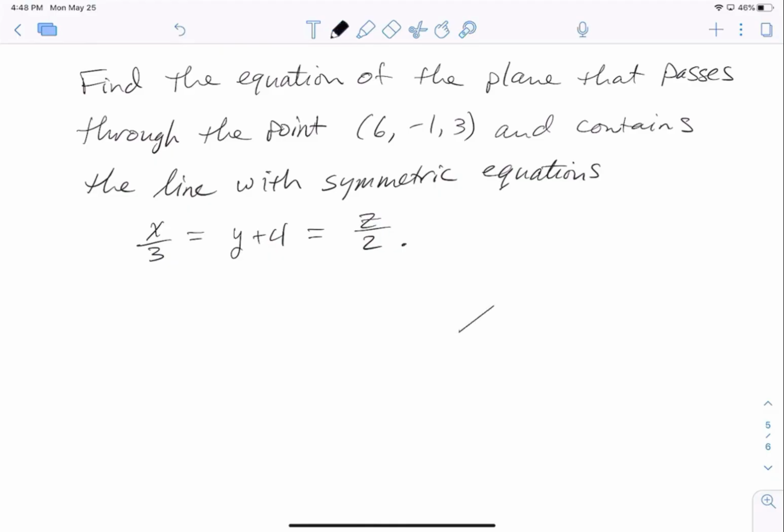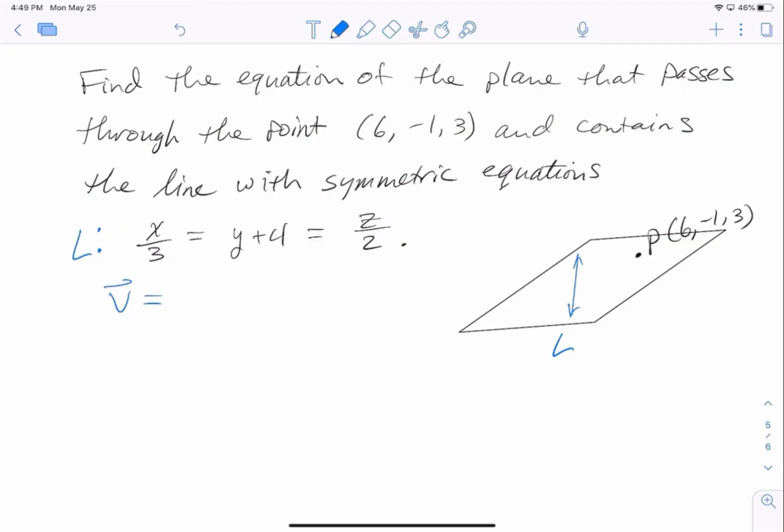So the assumption here is that there exists a plane that contains a point, we'll call it P, and it has coordinates 6, negative 1, 3, and also contains a line, we'll call it L, and L is the line given in the problem. Now, reading the symmetric equations of a line, the line has a direction that is a vector v, and it's 3, 1, 2.